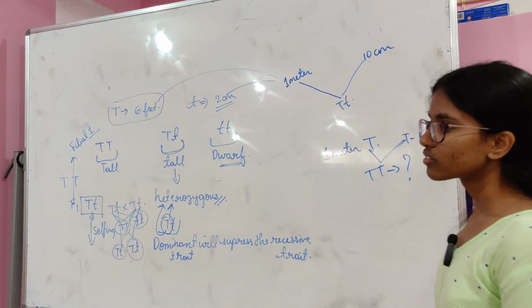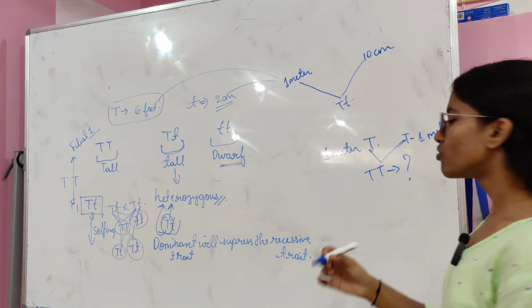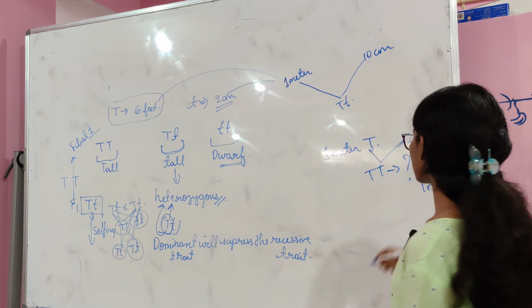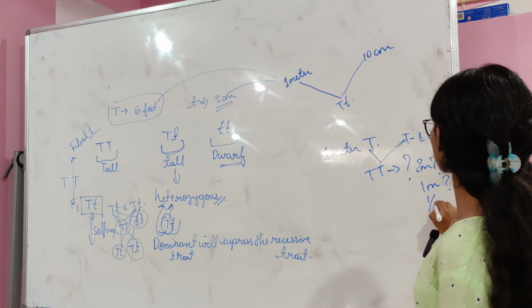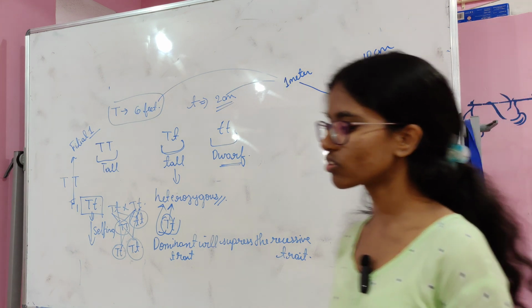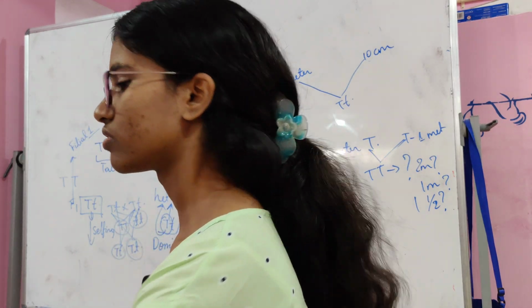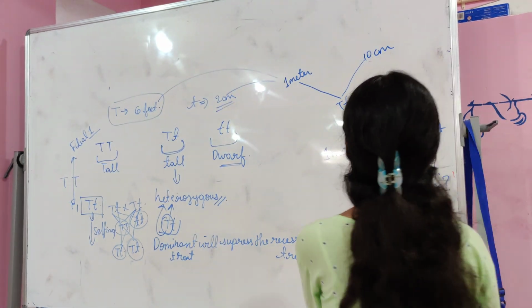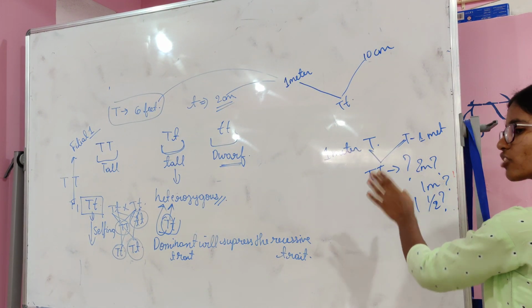Tall. Height in reference to 1 meter. Will it be 2 meters, or 1 meter, or 1.5 meters? 1 meter. Why is it not 2? Because only one is dominant. It will not add up. Okay, the height will be the same.